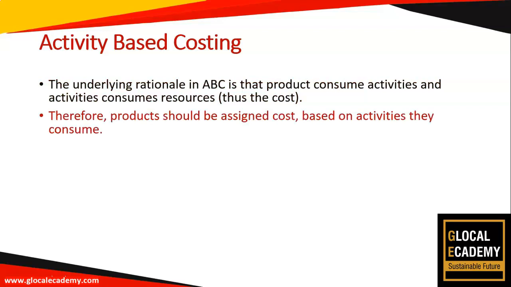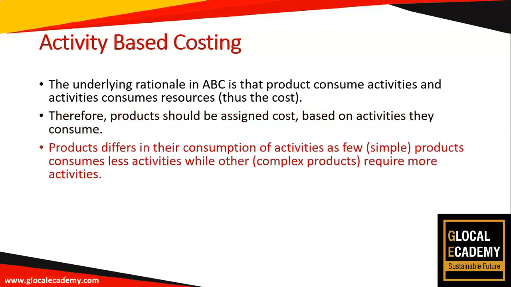So therefore, products should be assigned cost based on the activities they consume. So if there are two different products, and they consume different types of activities in different quantities, then they should be assigned cost differently. So what we are effectively saying here is that products differ in their consumption of activities. There are a few products, we can call them simple products, they consume fewer activities. And there are other products, we can call them complex products, they require more activities.